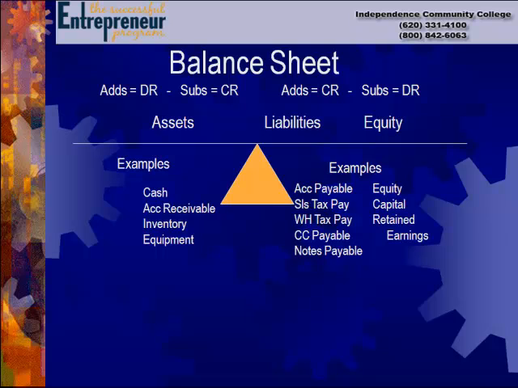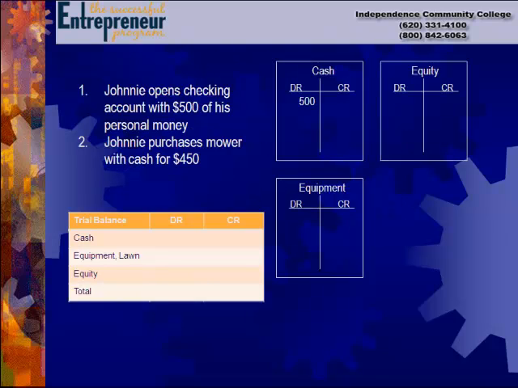Equity accounts are usually called equity or capital. In the case of a corporation, they sometimes show retained earnings, which is the profit left over that was not paid out in dividends to the stockholders. We sometimes use a small diagram called a T account to record additions and subtractions from our accounts.